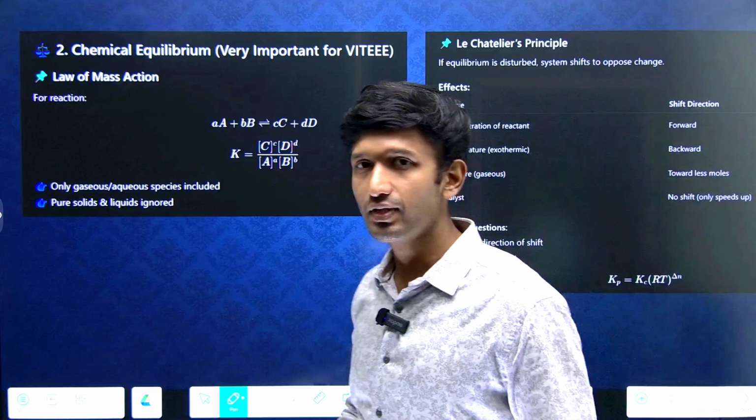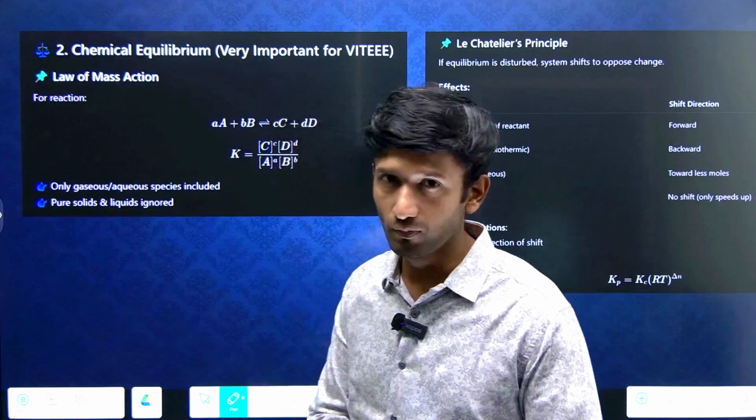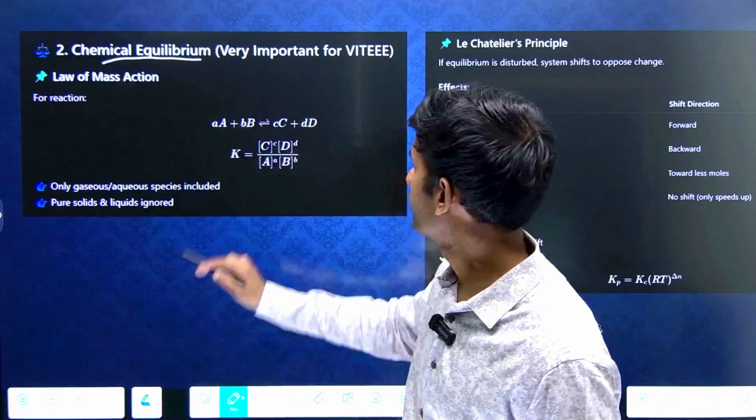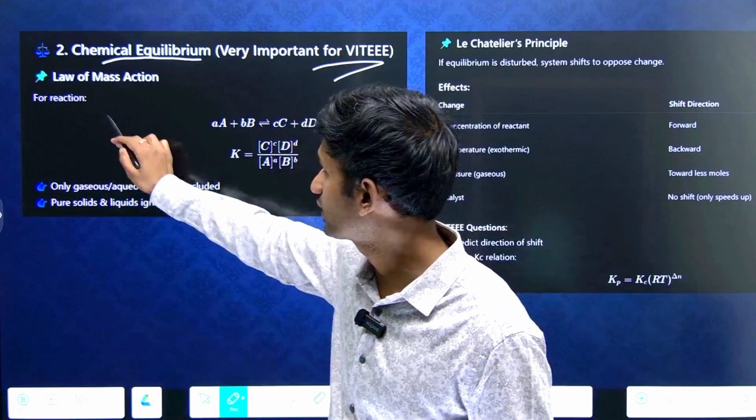Now, as we have learnt about thermodynamics properly, let's move on to our next topic, which is chemical equilibrium. Very important from the examination perspective.